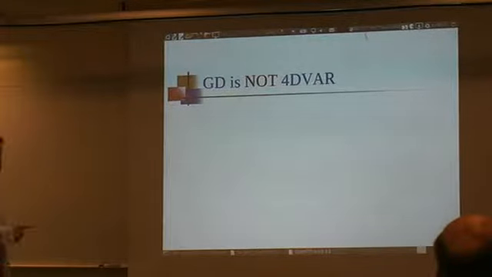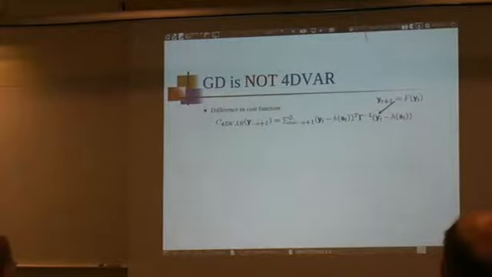So a lot of people think this method looks pretty similar to 4D-Var, but actually they are very different. They're different in many ways. Firstly, they're different in the cost functions. So this is a 4D-Var cost function.